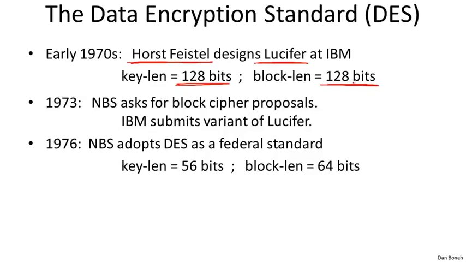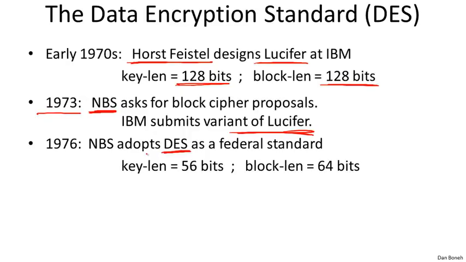Okay? In 1973, the government realized that it was buying many commercial off-the-shelf computers, and so it wanted its suppliers to have a good crypto algorithm that they could use in products sold to the government. So in 1973, the National Bureau of Standards, as it was called at the time, put out a request for proposals for a block cipher that was going to become a federal standard. IBM submitted a variant of Lucifer. That variant went through some modification during the standardization process. And then finally, in 1976, the National Bureau of Standards adopted DES as a federal standard.